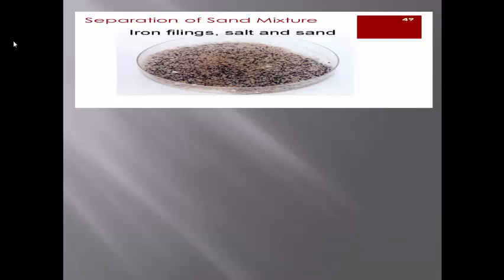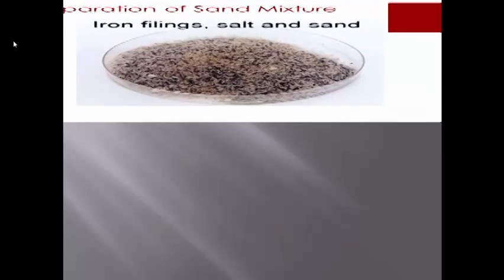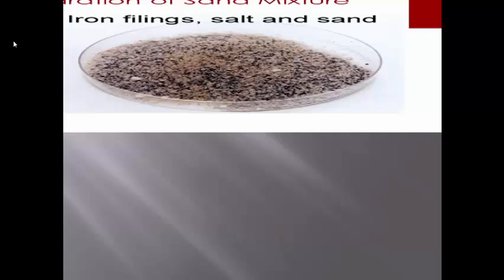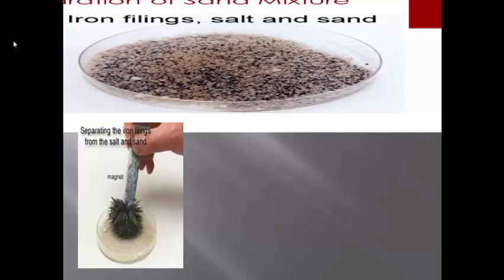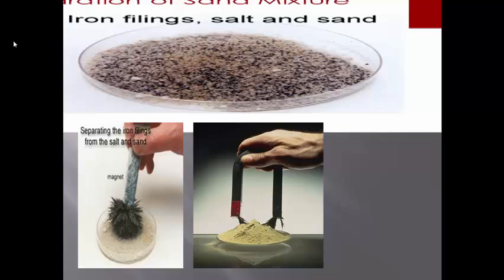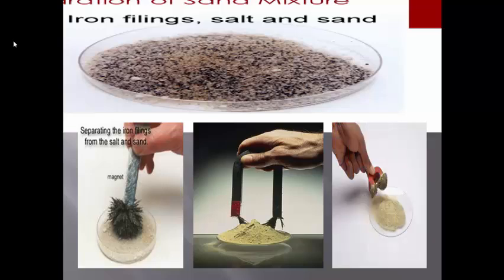So, to identify the magnetic material, we'll do some activity. Let's take a mixture of iron filings, salt and sand and pass a magnet around the mixture. We will observe that some objects stick to the magnet. So, the objects that stick to a magnet are called magnetic material.